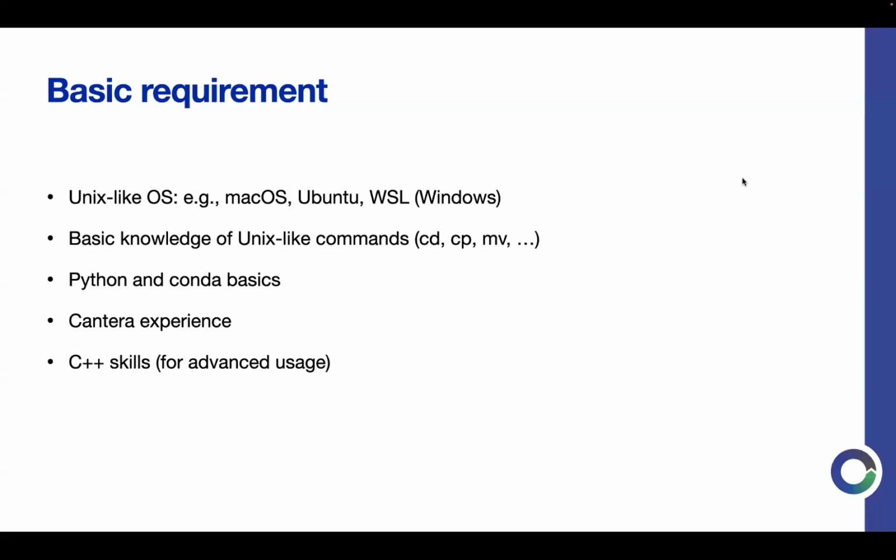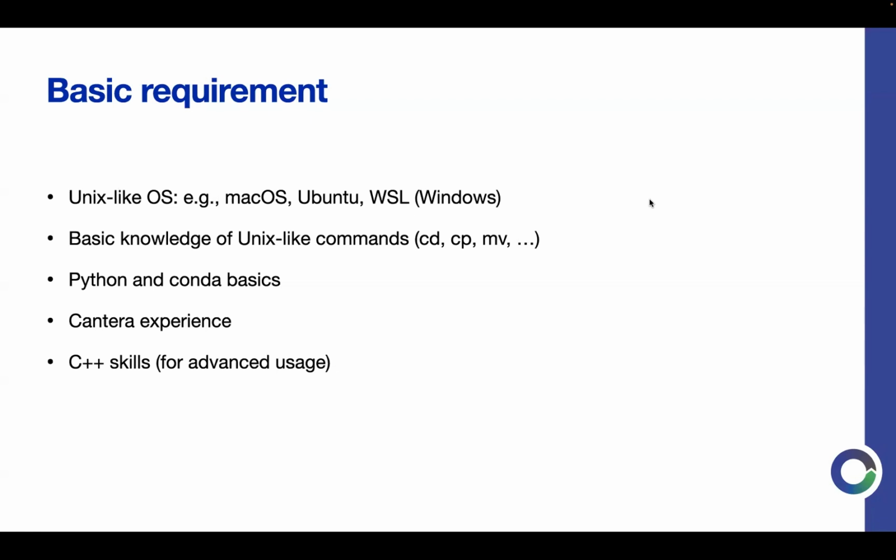So to use ChemPlasKin, you should have a Unix-like operating system such as macOS or Linux. Since ChemPlasKin has never been tested on Windows, I would suggest you use Windows Subsystem for Linux on a Windows machine. But of course, you can test installing ChemPlasKin on Windows by yourself. You should have some basic knowledge of Unix-like commands, Python conda basics, and Cantera experience. For advanced usage, you should have some C++ skills.